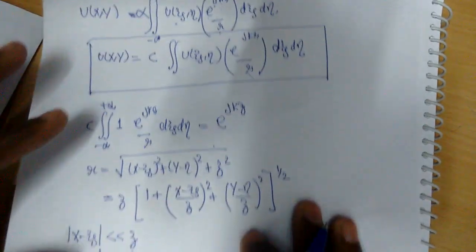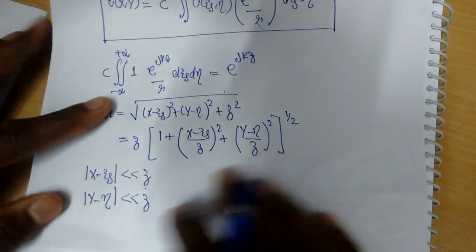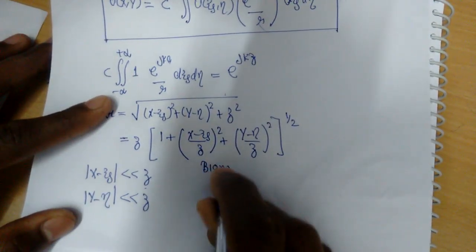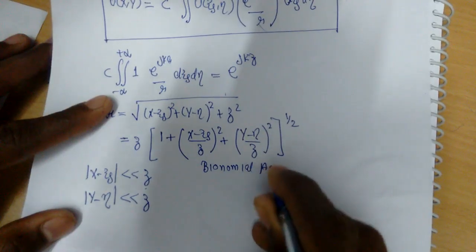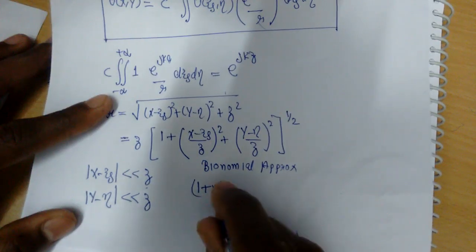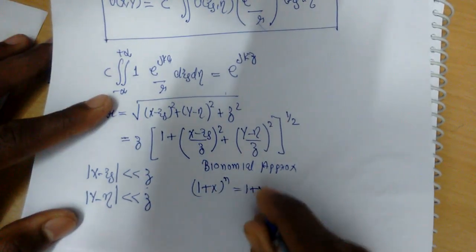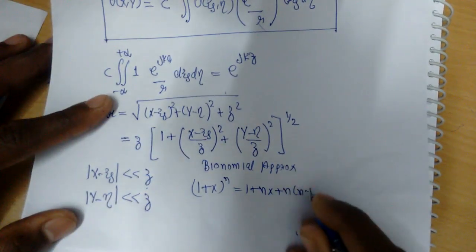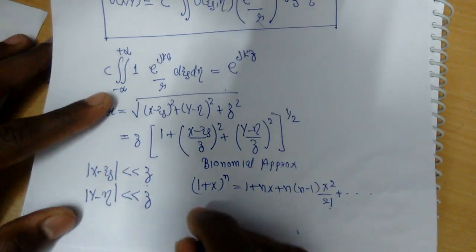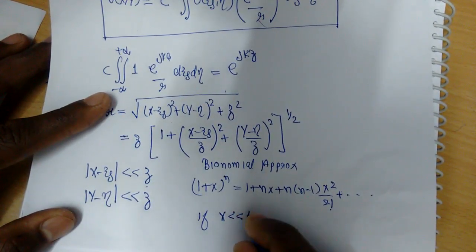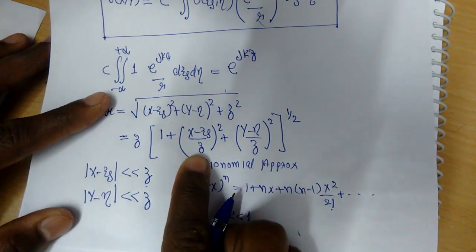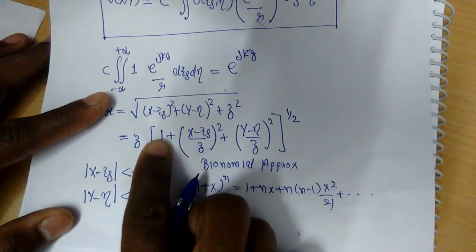Okay, so if you have this approximation, you can apply the binomial approximation here. So what is the binomial approximation? Let me write. It is sometimes called the binomial expansion. It is (1 plus x) raised to the power n, which is given by 1 plus nx plus n(n minus 1) x square upon 2 factorial plus so on. This will be valid only when x is very, very small, smaller than 1. And because (x minus zeta) is very small compared to z, this factor as a whole will be very small as compared to 1.